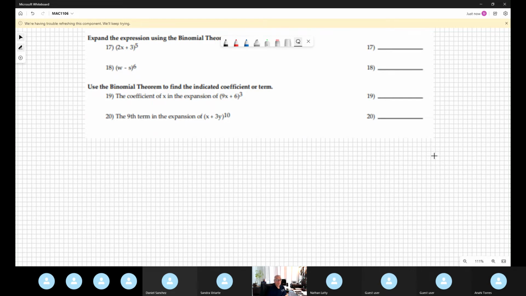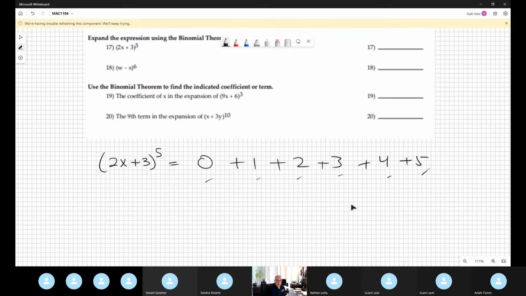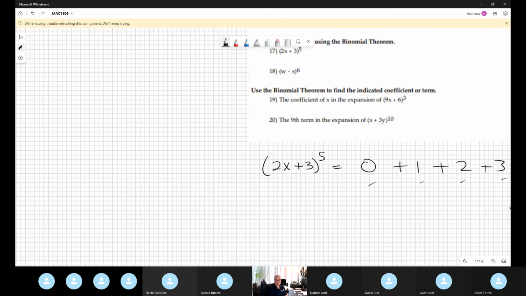Expand parentheses 2x plus 3 raised to the 5th power. Expand. I know when I finish, I have 6 terms. Why 6? Because it's 0, 1, 2, 3, 4, and 5. 1, 2, 3, 4, 5, and 6, including 0. Okay? Now, according to the formula, let me recall quickly the Pascal triangle.